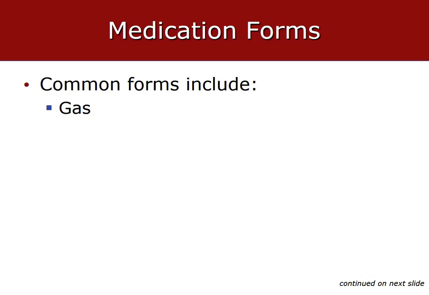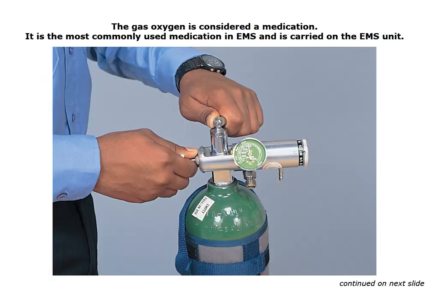Oxygen is a medication, so use it cautiously. It's inhaled and has a systemic effect on cells and organs. It is usually dosed using a regulator attached to an E-cylinder.